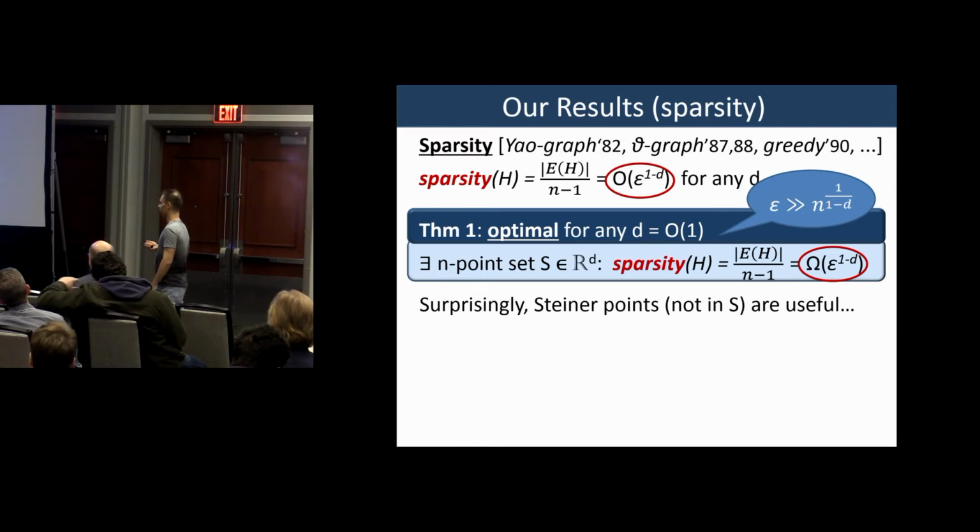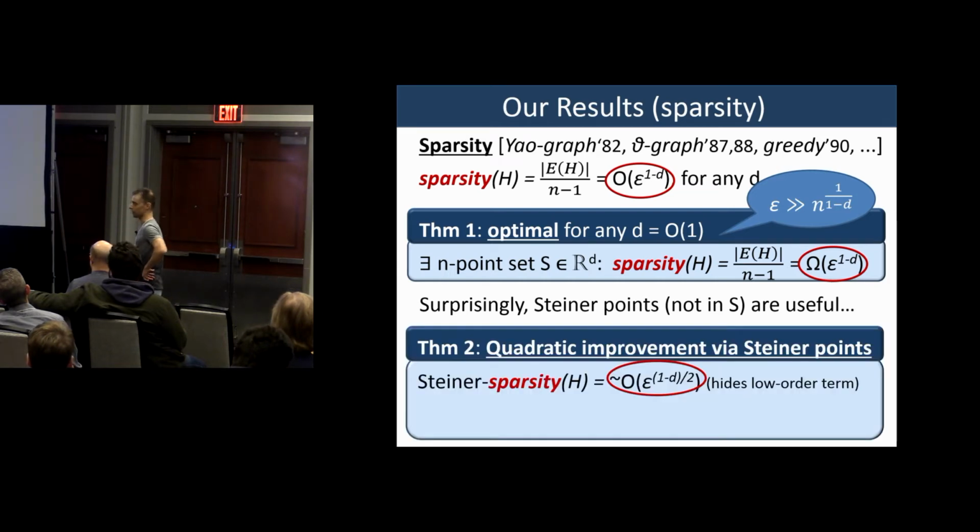Steiner points are points not in the input point set. They are additional points. And we show that they can lead to a quadratic improvement in the size. So essentially, whatever was known without Steiner points, we can get a square root of that with Steiner points. And this is going to be true whenever the dimension is constant.